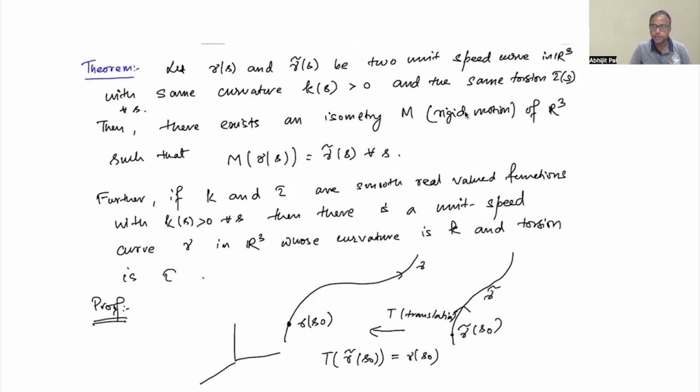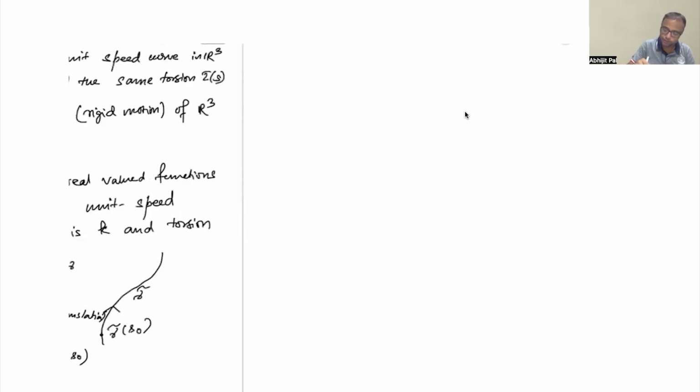Therefore, without loss of generality, I can assume that gamma(s0) is equal to gamma tilde(s0). So now these two curves pass through the same point, and for both curves, the curvature function and torsion function are the same. Okay.